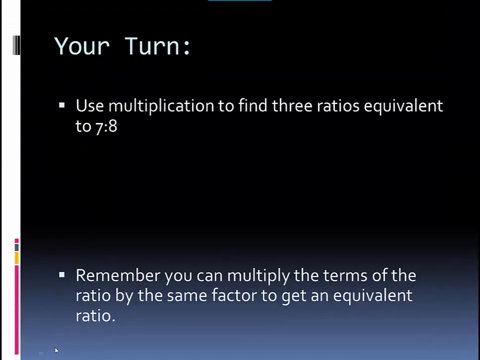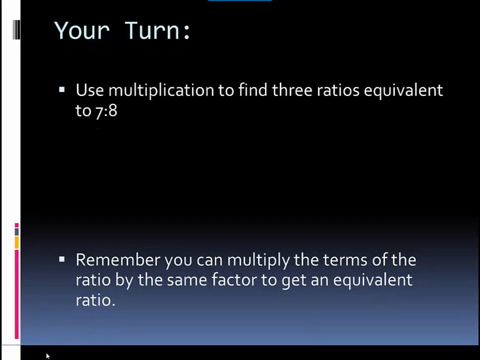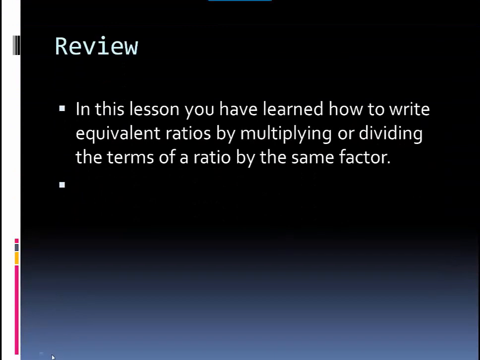Now it's your turn. Use multiplication to find 3 ratios equivalent to 7 to 8. Remember, you can multiply the terms of the ratio by the same factor to get an equivalent ratio. Pause the video and complete. Let's review. In this lesson, you've learned how to write equivalent ratios by dividing or multiplying the terms of the ratio by the same factor.